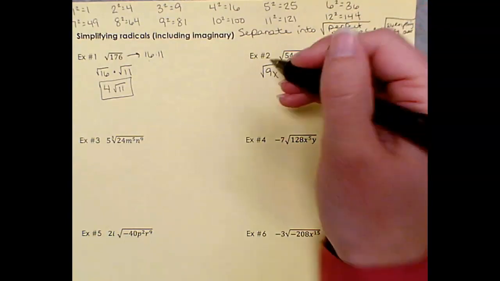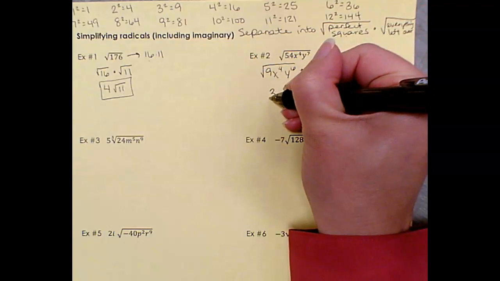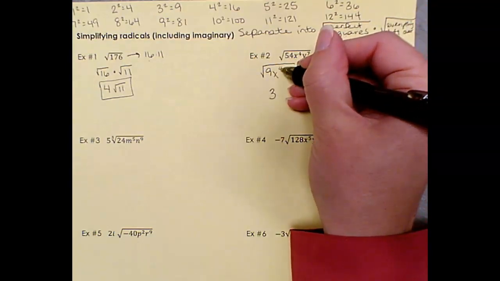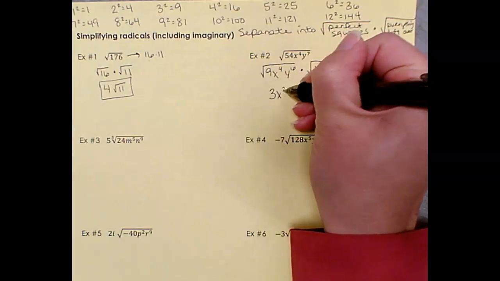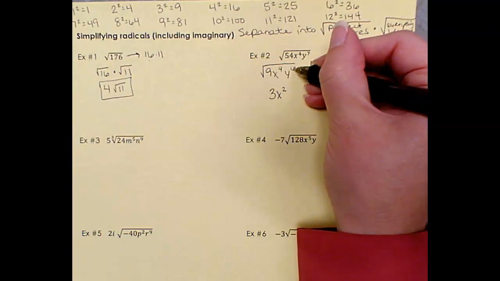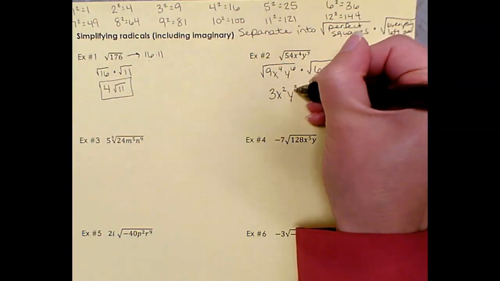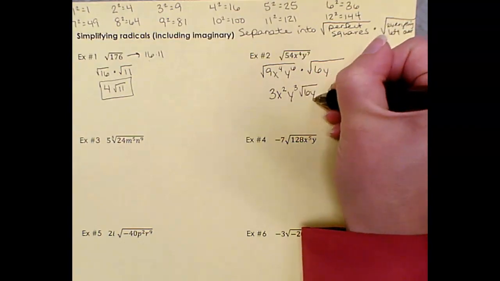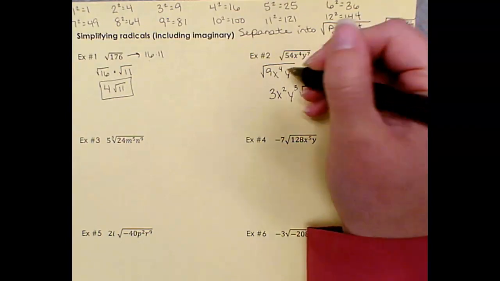So now you can square root 9. You can square root x to the power of 4. So 4 divided by 2 is 2. And you can square root y to the power of 6. 6 divided by 2 is 3. And then you have your leftover radical with the leftovers in your radicand.